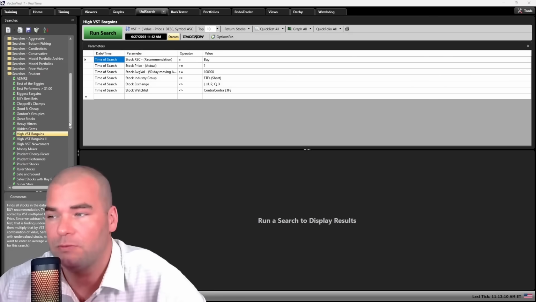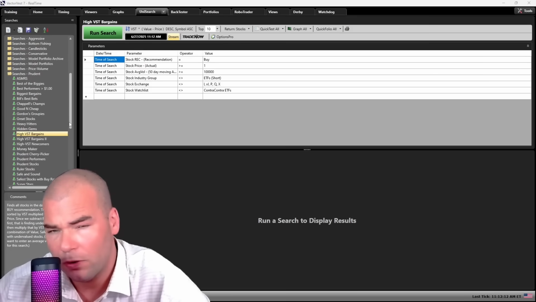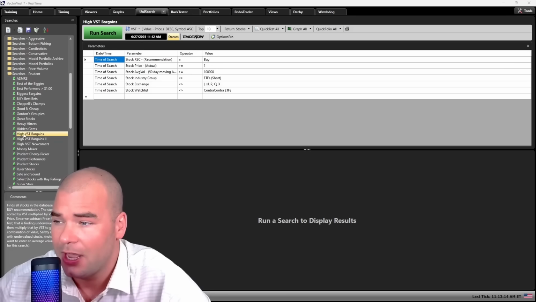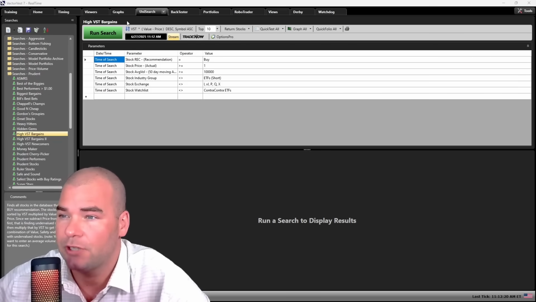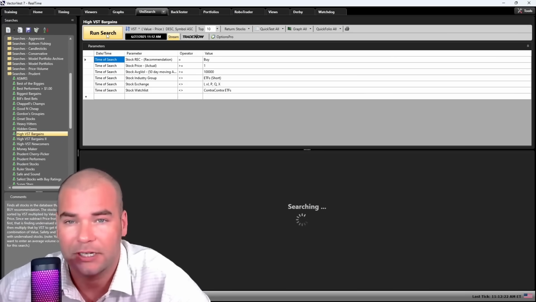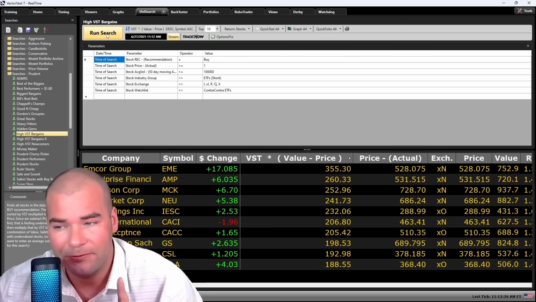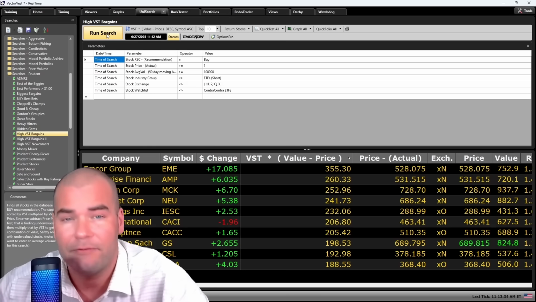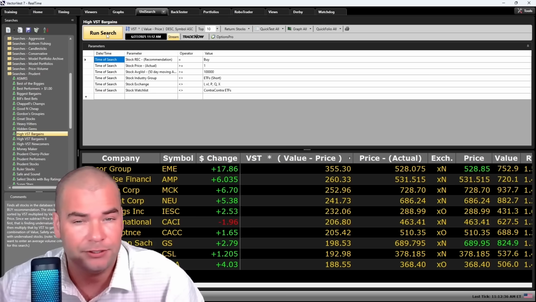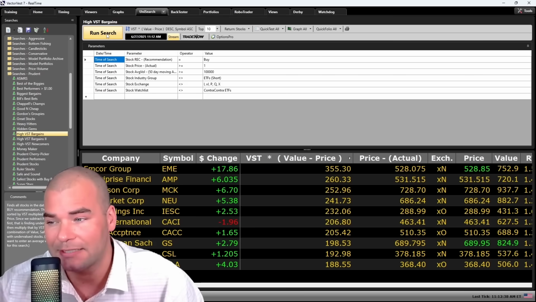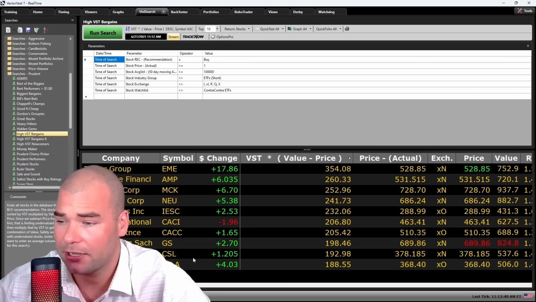Now, the second item I wanted to show you was a search here, one of my more popular searches. It's very simple. It just looks for high VST stocks that are undervalued in nature. Out of the 9,600 stocks that we're tracking, this will give me the top VST stocks that are currently undervalued, following that VectorVest mantra of buying safe, undervalued stocks that are rising in price at this time. And these are the type of stocks that come up in the mix here.